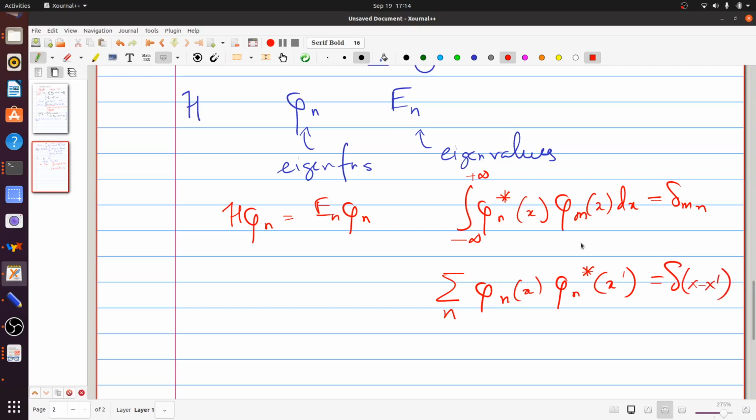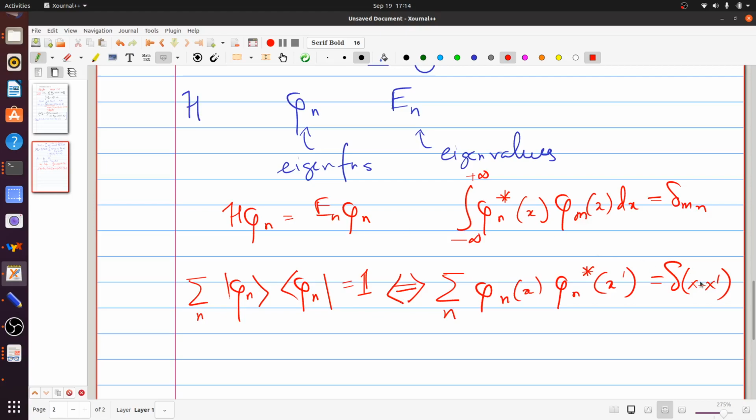This really is an old-fashioned way, or a wave function way, of writing down the completeness relation, which is the ket phi n, bra phi n, the projector onto the state phi n. If you add them over all n, you get the identity. This relation and this relation are exactly equivalent to each other, at least in one-dimensional quantum mechanics.